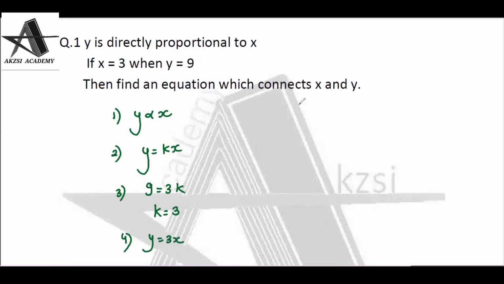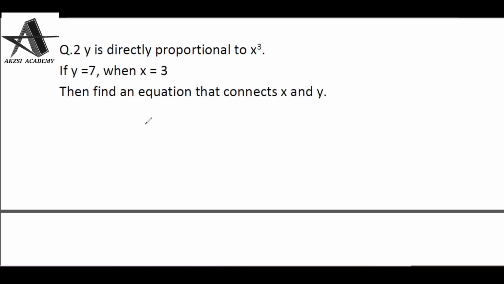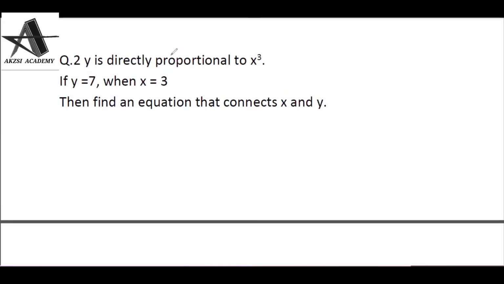Now it says find an equation which connects x and y. So that's the final answer. y equals 3x. Let me move on to the next question. y is directly proportional to x cubed. So we'll follow the same steps, that is write the proportionality. y is directly proportional to x cubed. Second is introduce a constant, which is y equals kx cubed.